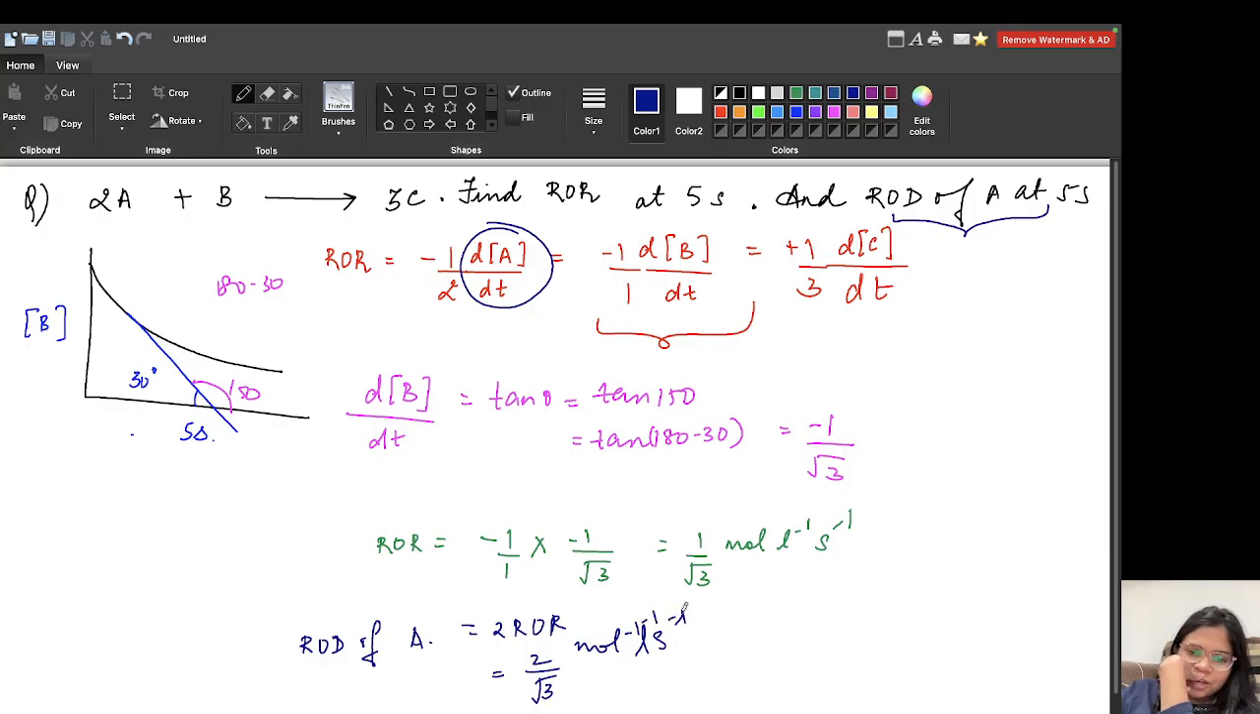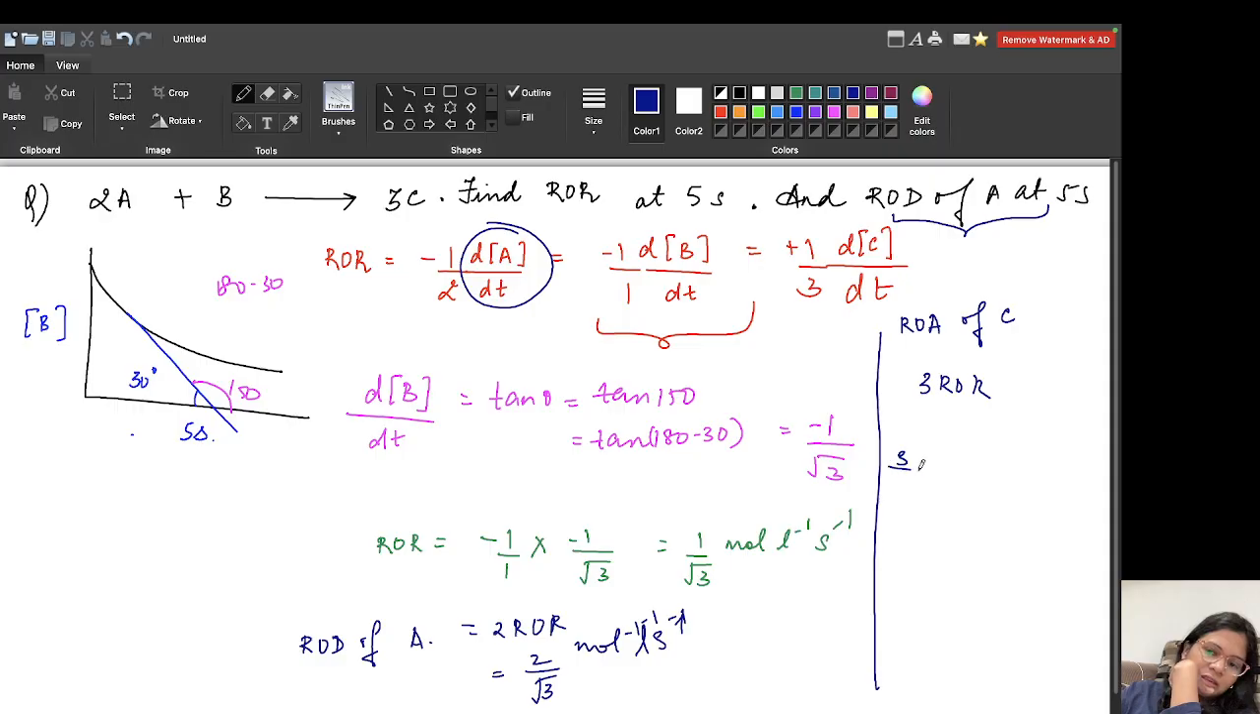Also you need to find the rate of appearance of C. What will be the rate of appearance of C here? 3 times the rate of reaction. So this will be 3/√3 mol L⁻¹ s⁻¹.